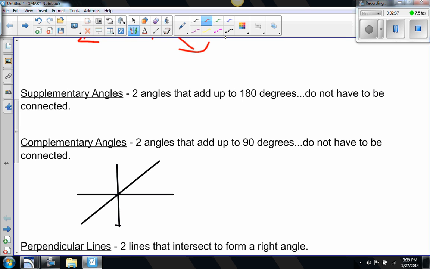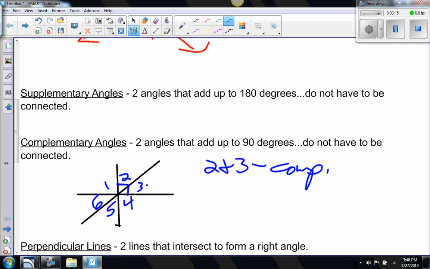So on this one here, let's say that this is 1, 2, 3, 4, 5, and 6. If you want to find two angles that are complementary, any two that add up to 90. So 2 and 3, right? These two would make a right angle right there. So 2 and 3 would be complementary. 6 and 5 would also be complementary. 5 and 3 and 2 and 6 would also work. They just have to add up to 90.